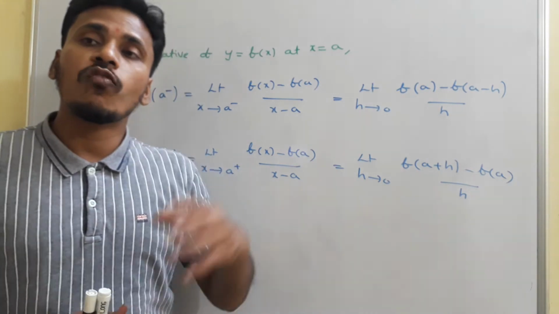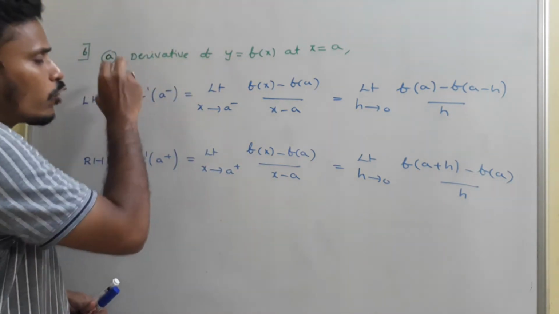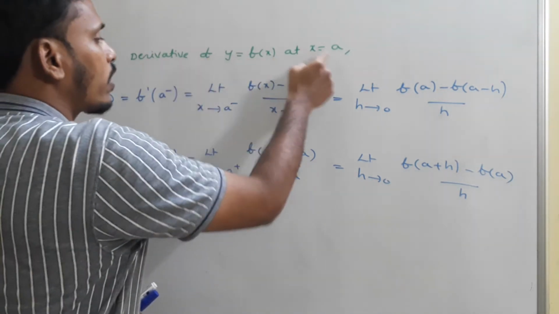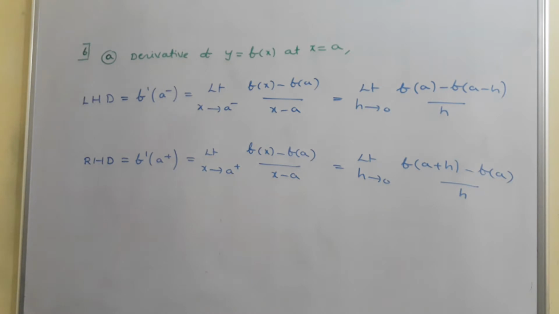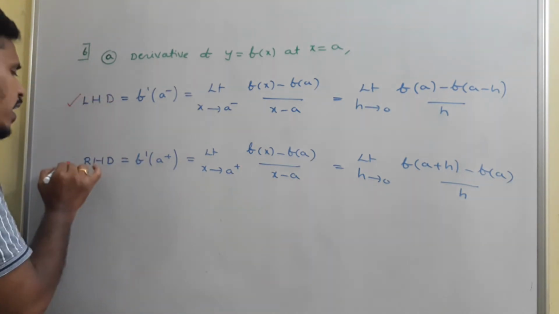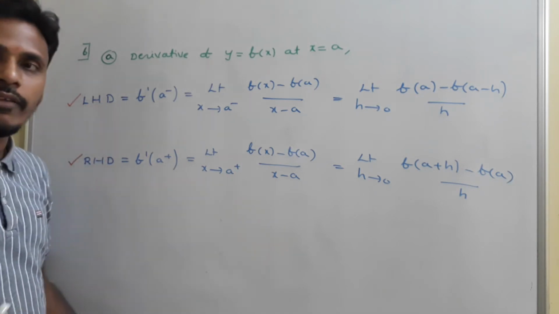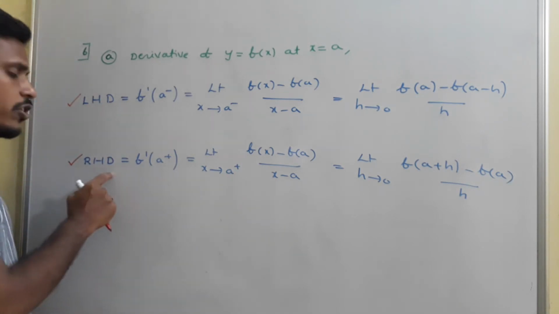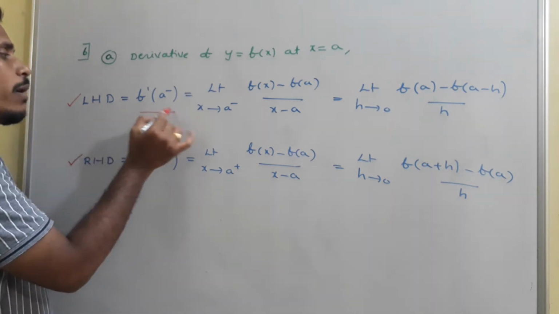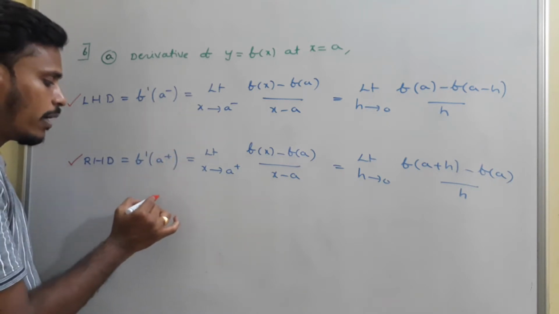As a conclusion of that previous class, now if you want to find the derivative of a function y equals f of x at x equals a, first of all you need to check the left hand derivative and the right hand derivative. LHD means left hand derivative, RHD means right hand derivative.